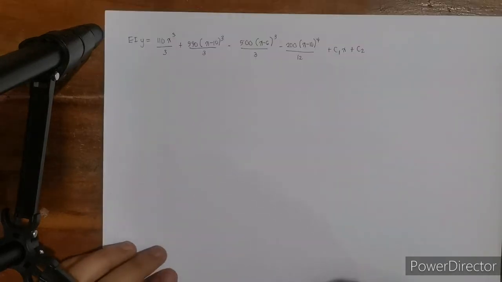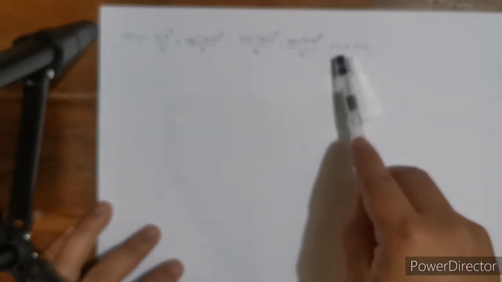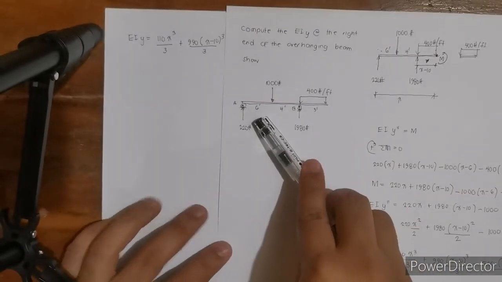Okay, nakuha na natin yung deflection equation natin. Ito na siya. So, next thing to do is, kunin natin yung values ng constant C1 and constant C2. So, para makuha natin yun, analyze natin yung deflection form ng ating beam. Kunin natin ulit yung beam natin. Ito yun. Yan. Ito yung beam natin.